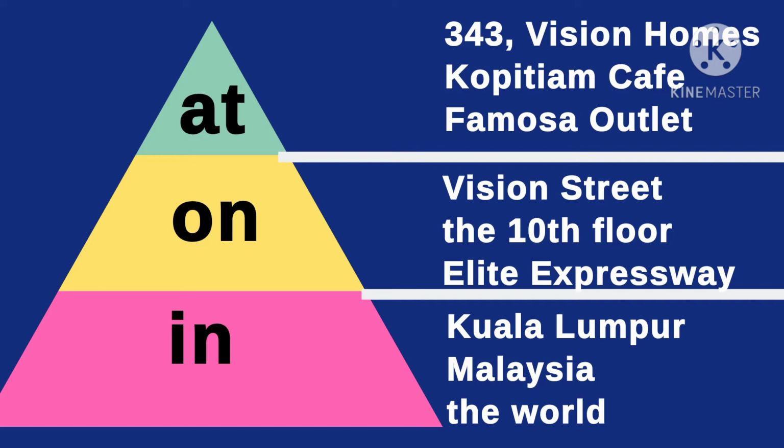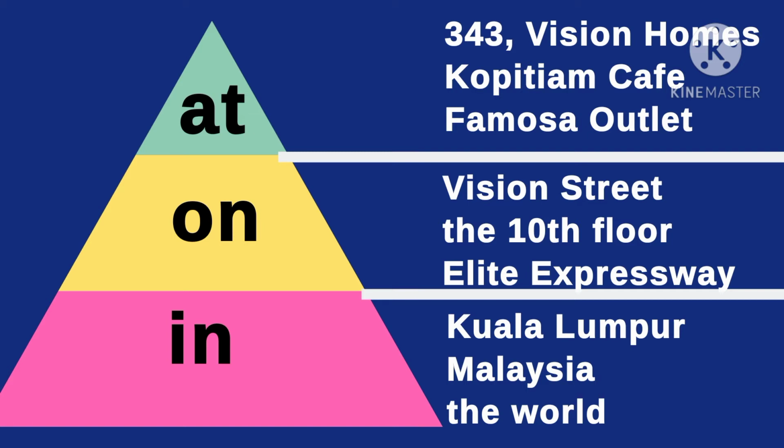So here we have the triangle, and you can see at the top, on in the middle, and in at the bottom. Okay? So what does that mean? So here we want to show that at is used when we are talking about very specific places. For example, when we are giving a special address, at 343 Vision Homes, you have the number, not only the street, you have the number specific at 343 Vision Homes.